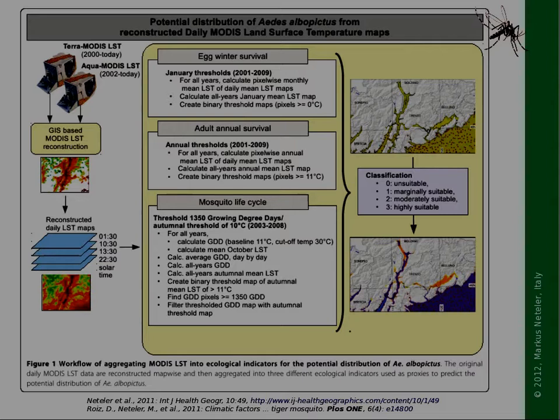We used 3 different indicators. One is the egg winter survival, analyzed from the January threshold data. The second one is the adult annual survival from annual threshold maps, and the third one is the mosquito life cycle based on growing degree days with a correction for the autumnal temperature. This has been published in the literature. You can see at the slide bottom the links to the documentation and the publications. From these temperature-based indicators we derive a classification, and this classification is then turned into a potential distribution map.